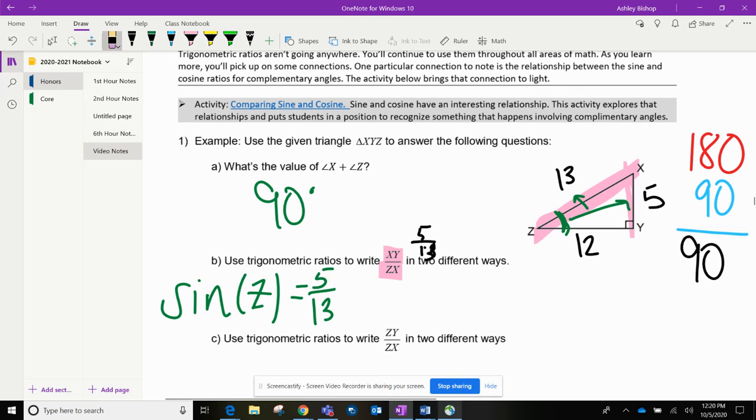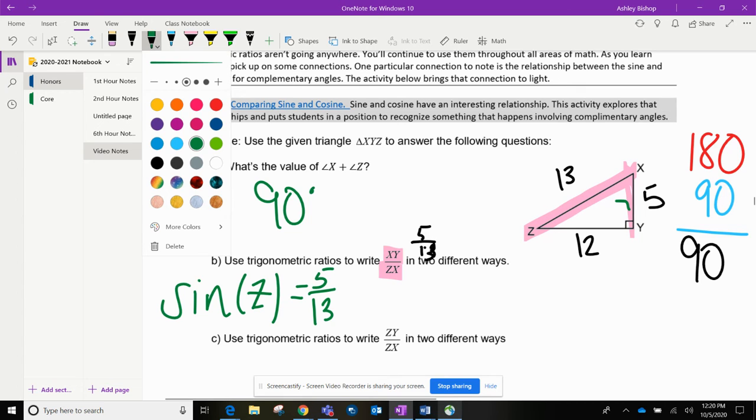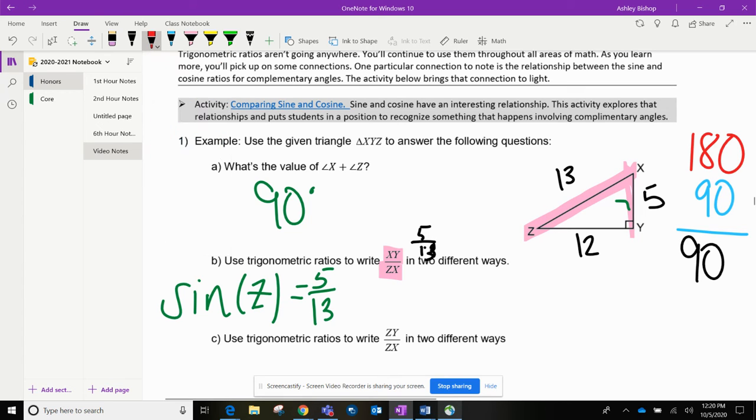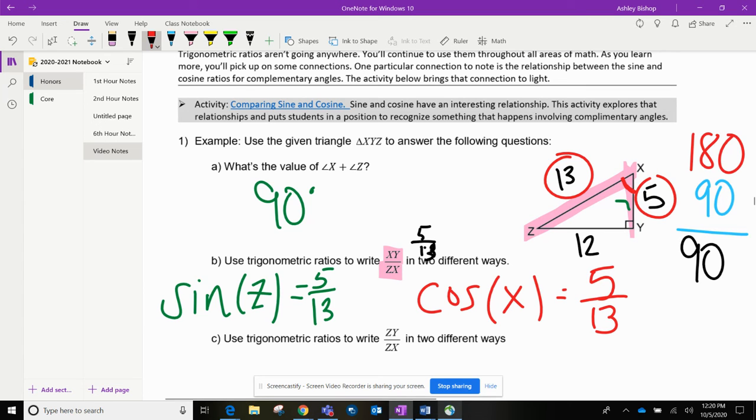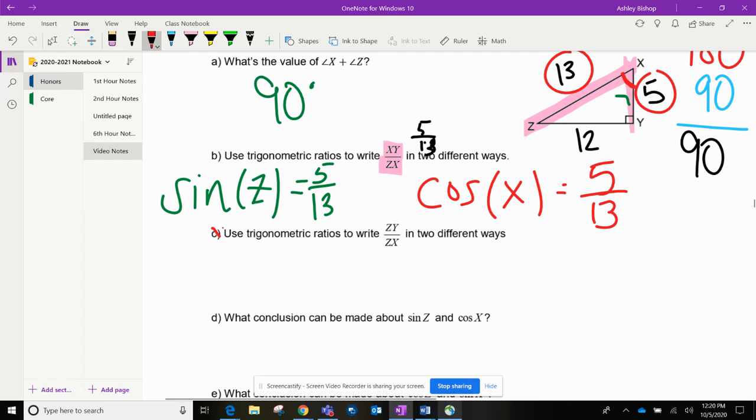So that's one way. I picked one angle and saw which trig function I can use for those two sides. Now I'm going to pick my other angle. The other angle I'm going to use is angle X. To use 5 and 13 with angle X, I can use cosine. Cosine of X is equal to 5 over 13. We're not going to do it with the other ones for time constraint.